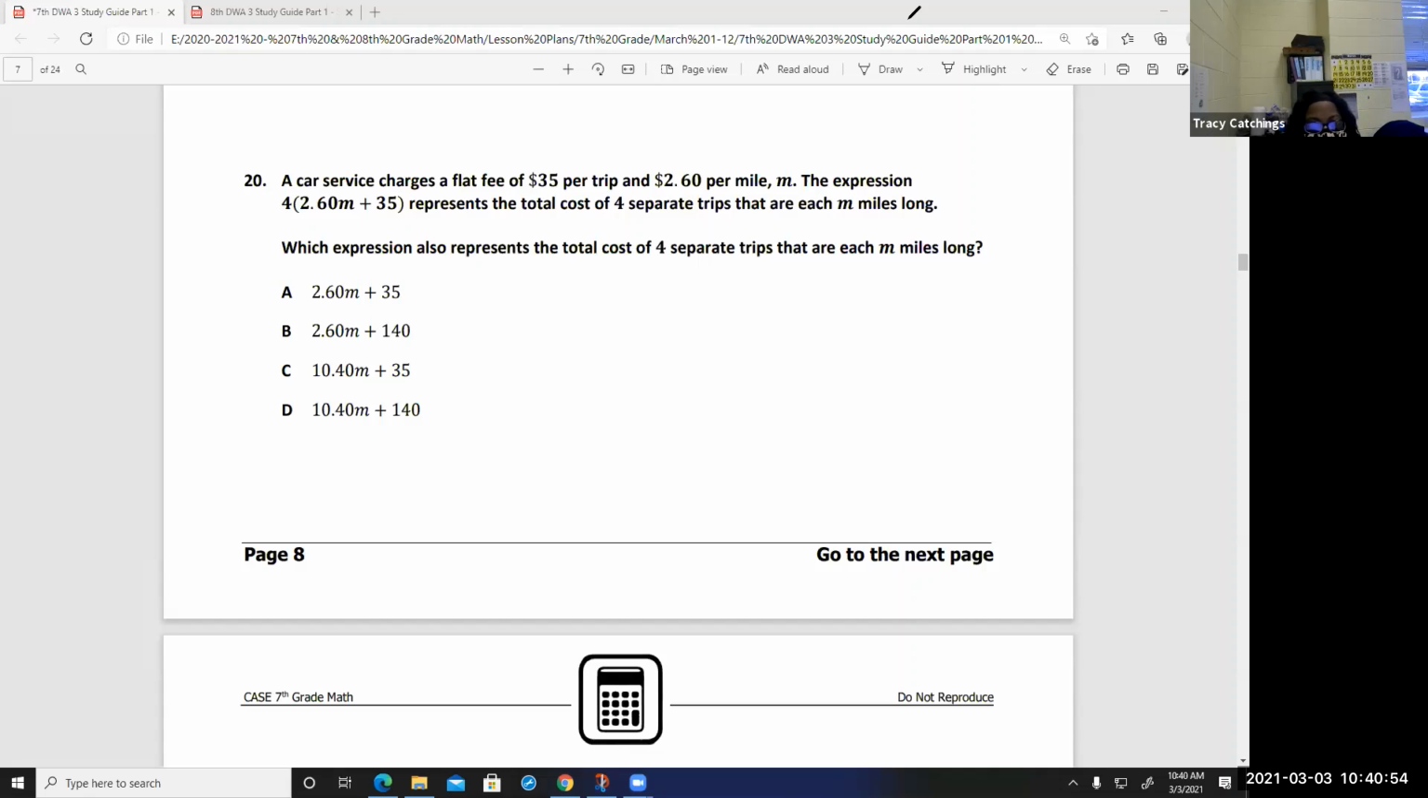Good job, thank you. So they gave us the expression that represents it, and then they told us we want to find another expression. What do we need to do with this expression? No, I'm not going to do that because they don't have answers down here. What is that called? That is the distributive property.